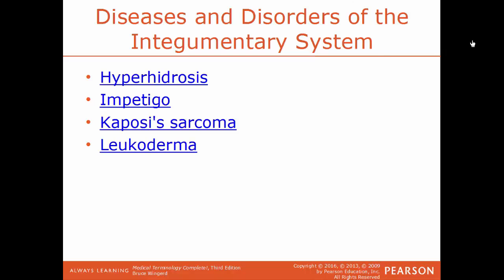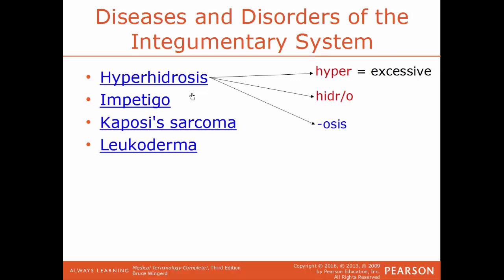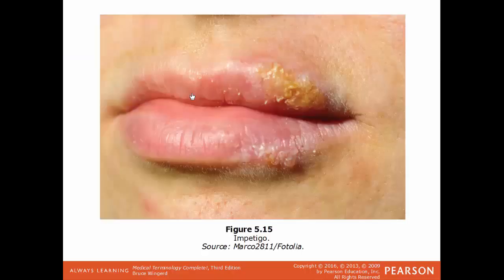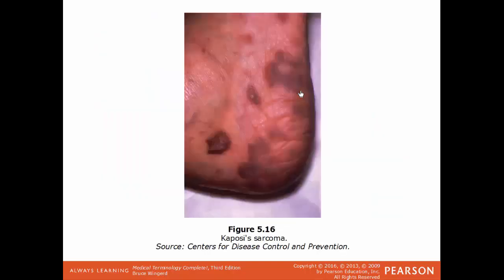And going back to the first term here, hyperhidrosis, the prefix hyper means excessive, hydro is a reference to sweat, and osis means a condition. Hyperhidrosis, a condition of having excess sweat being produced. Alright, an example of how impetigo would look. The pustules along with the crusty yellow sores. Kaposi sarcoma, the lesions tend to be either red or purple in color.